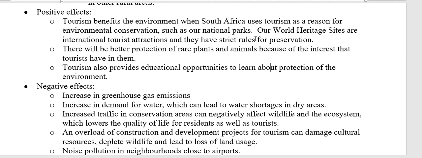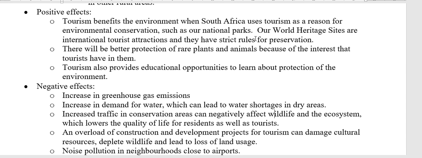If the rhino is no longer there, it's a big four. They want to come and see the big five, not the big four. So we protect animals and plants because it brings the tourists here. All right. And then tourism also provides educational opportunities to learn about the protection of the environment.